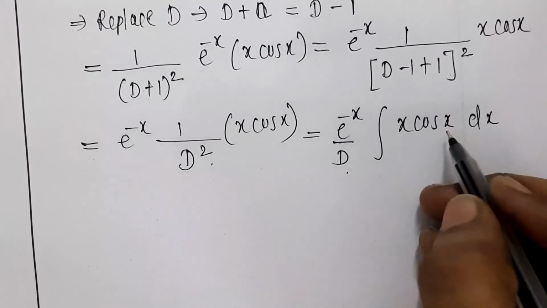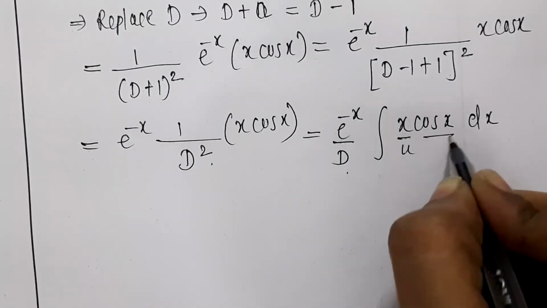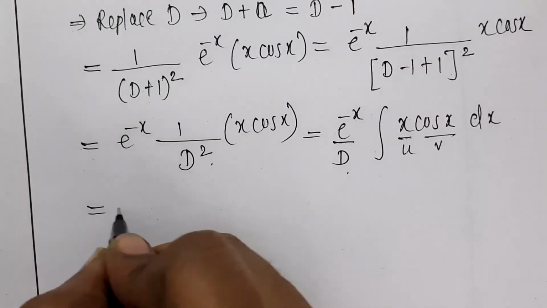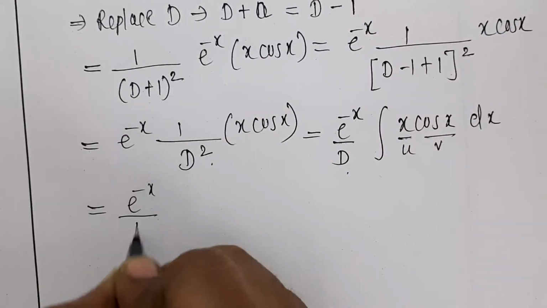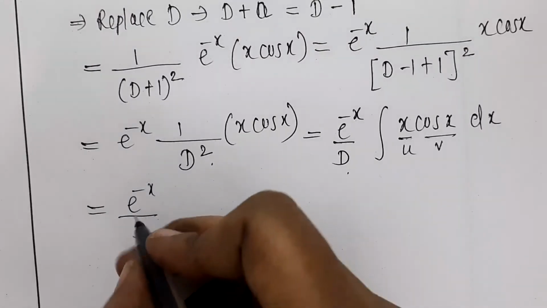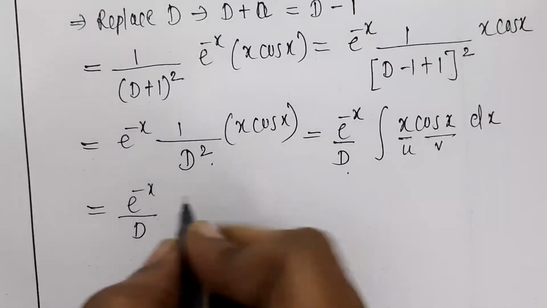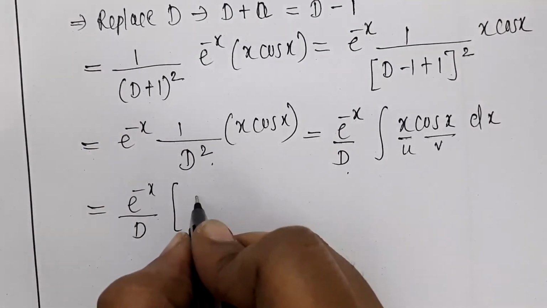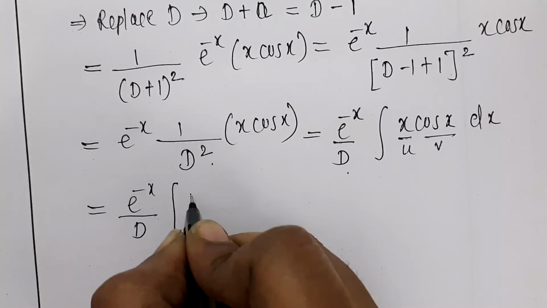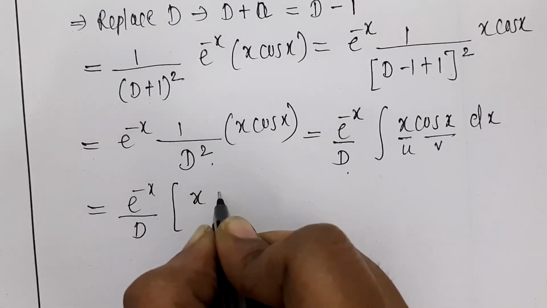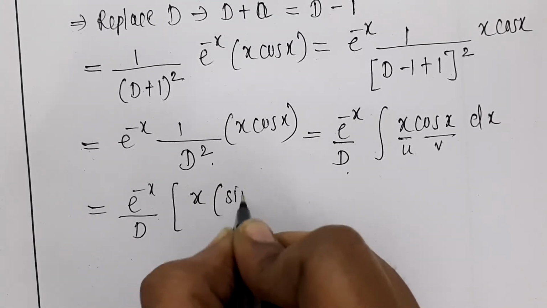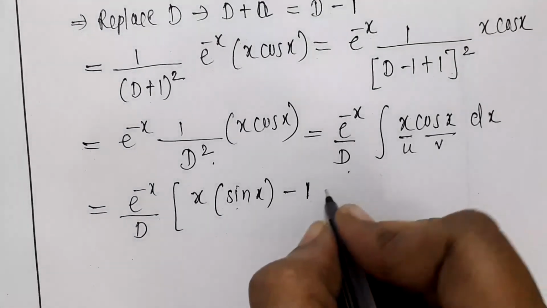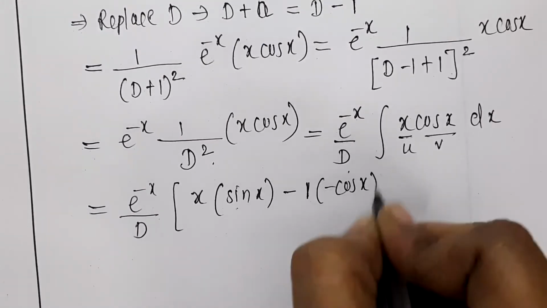Now to find the integration of x into cos x, we have to use the u into v rule, because we have two terms here. So it is equal to e to the power minus x by D as it is, integration of x into cos x. It is x as it is, integration of cos x is sin x, minus derivative of x is 1 and integration of this sin x is minus cos x.